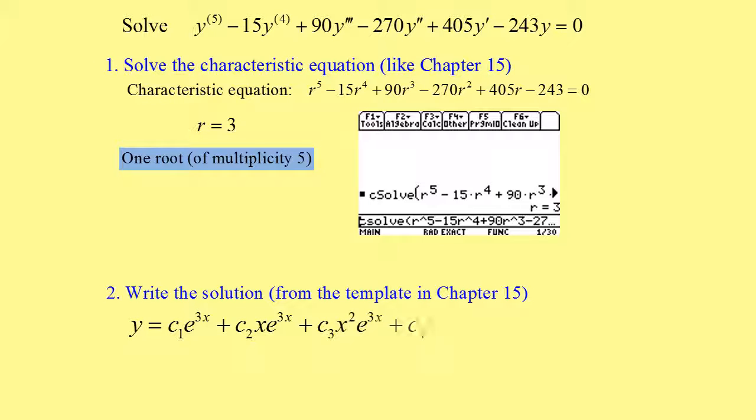We need e to the 3x as our initial solution, and then some constant times x e to the 3x, x squared e to the 3x, x cubed e to the 3x, and then x fourth e to the 3x.